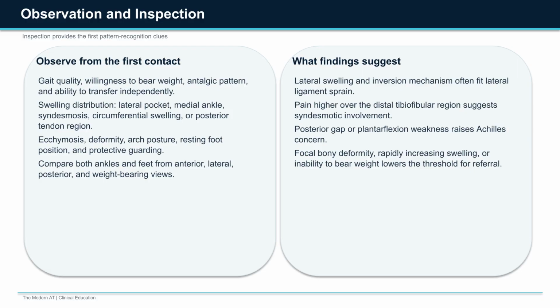Inspection begins as soon as the athlete moves. Watch gait, weight-bearing willingness, transfers, and guarding. Then compare both ankles from the front, side, back, and in weight-bearing. Lateral swelling after inversion often fits lateral ligament sprain. Pain higher over the distal tibiofibular area suggests syndesmosis involvement. A posterior gap or marked plantar flexion weakness raises Achilles concern. Deformity, rapid swelling, or inability to bear weight lowers the referral threshold.